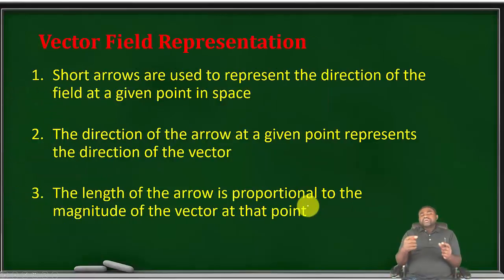Now, for the vector field representation, the electric field at a given point in space is represented by an arrow. The direction of the arrow signifies the direction of the field at that particular point in space. The length of the arrow is proportional to the magnitude of the electric field at that particular point in space. So keep in mind, using the vector field representation, at any point in space, the electric field is represented with the use of an arrow, whose direction represents the direction of the electric field at that particular point, and whose length is proportional to the magnitude of the field at that point in space.